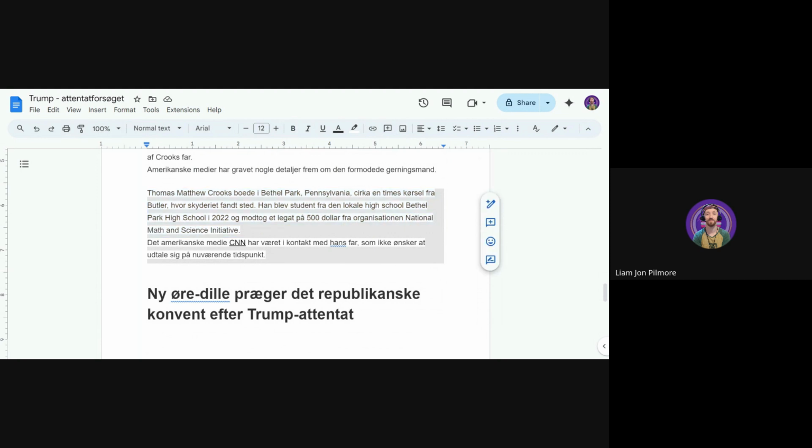This word, et legat. Jeg ved ikke, hvad det er. Jeg aner det ikke. I think it's when he's donated. Yeah, what would be the word for that? Maybe an endorsement. So you can see here, I'm going to go over to the Danish dictionary. I'm going to put this in, legat, and see what the dictionary tells me about that. I'll share my screen with you so you can also see what I'm doing here. Boom.